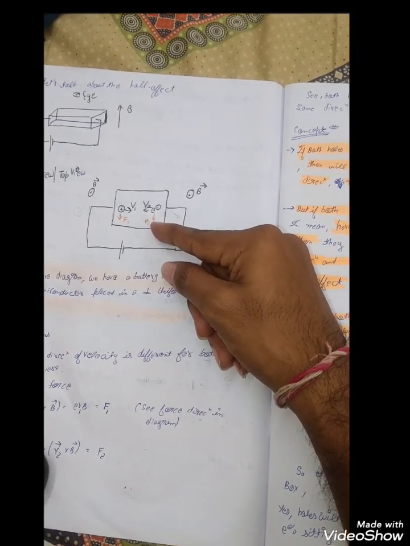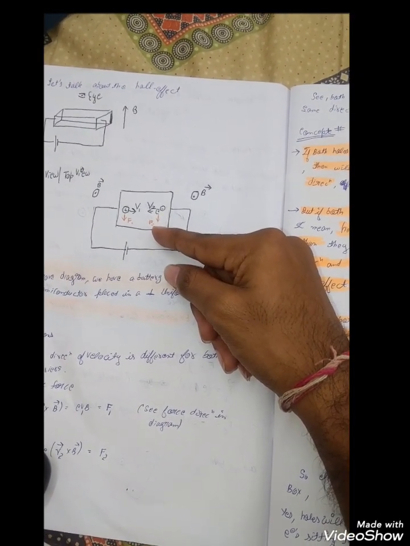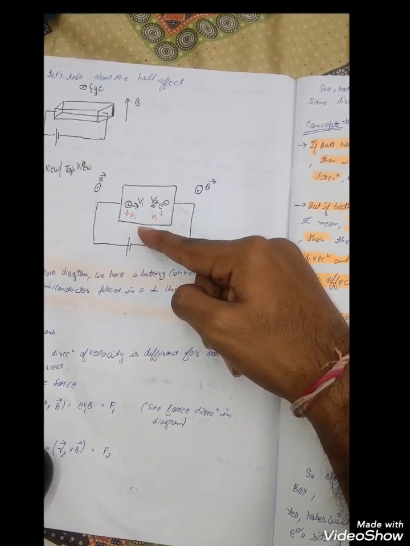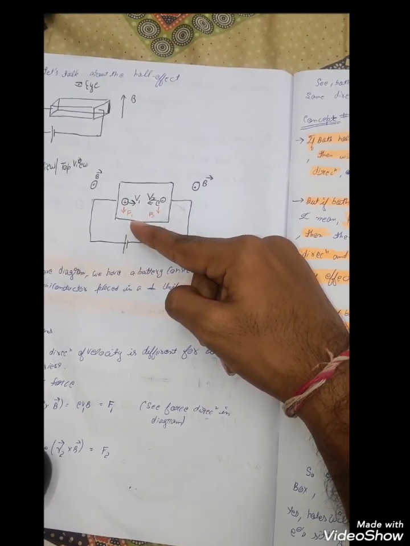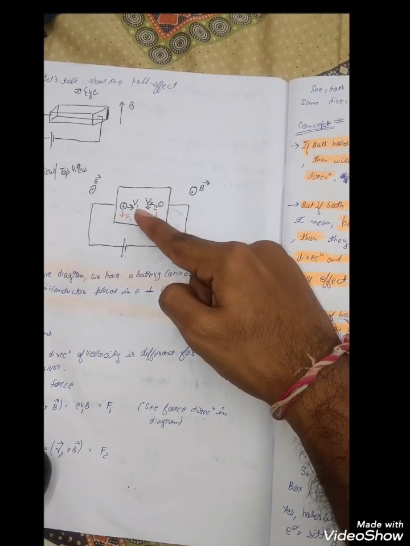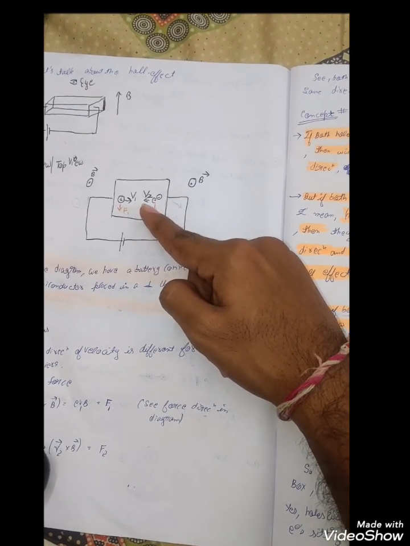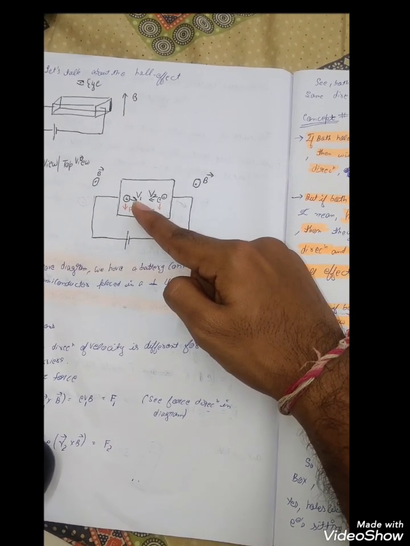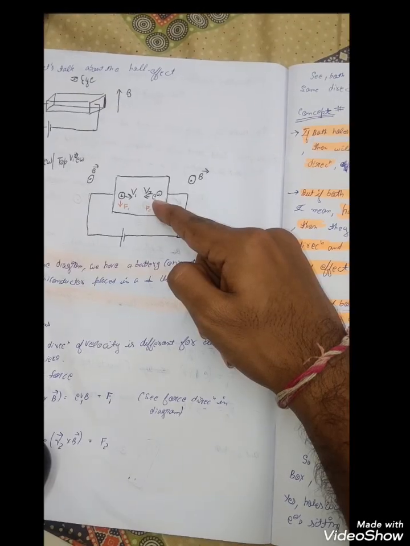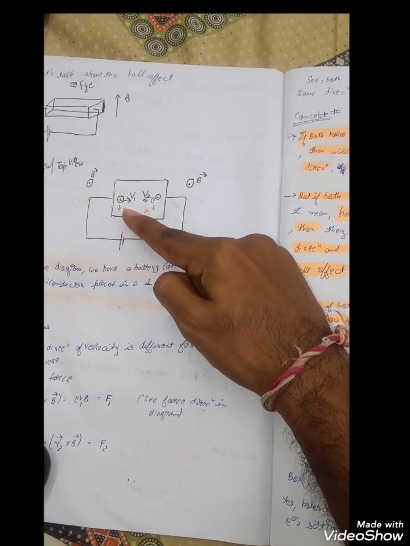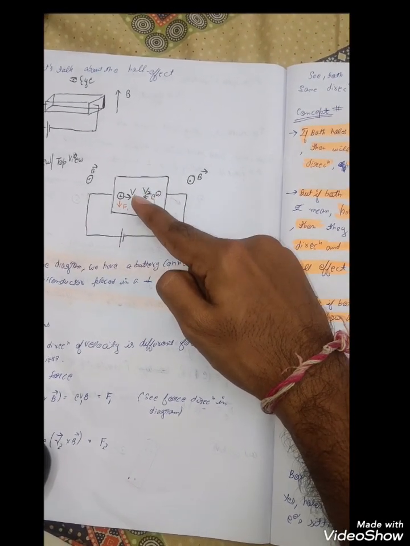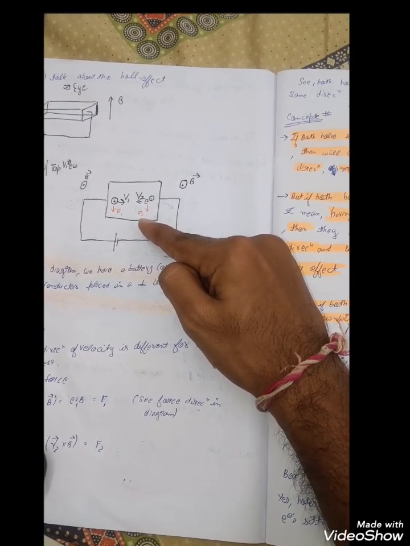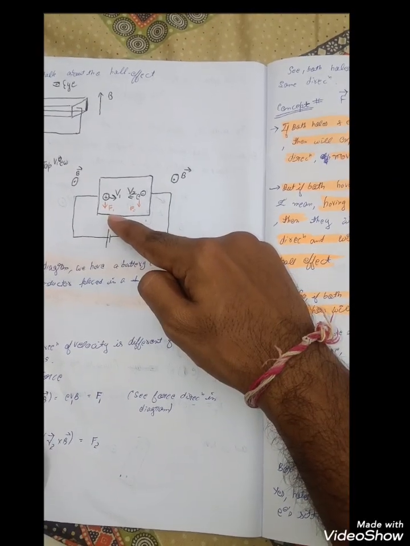I can answer this question in two ways. First of all, I will answer for intrinsic semiconductors. I have written V1 and V2. V1 is the drift velocity of holes, and V2 is the drift velocity of electrons. It's a basic concept that the drift velocity of electrons is higher than that of holes, that is, V2 is greater than V1. So the force F2 will be greater than F1.